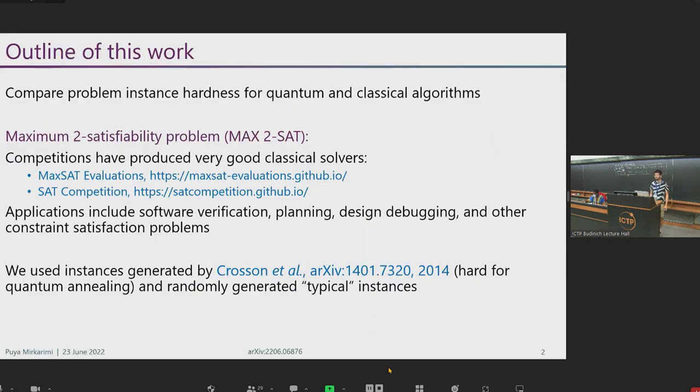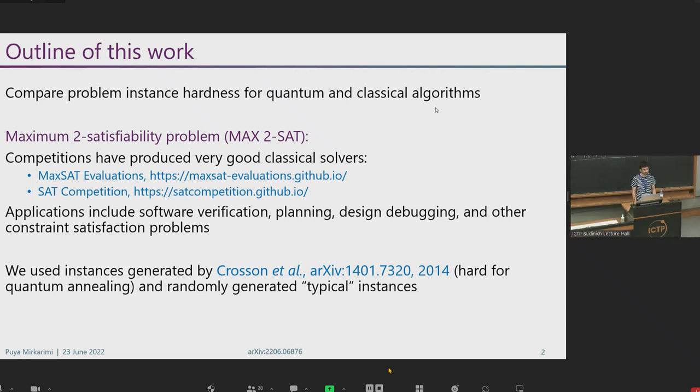So the aim of this work was to compare the hardness of problem instances for various continuous time quantum computing algorithms and a classical algorithm. So the problem that we're studying is the maximum two-satisfiability problem, or Max2SAT. And this is an NP-hard combinatorial optimization problem.